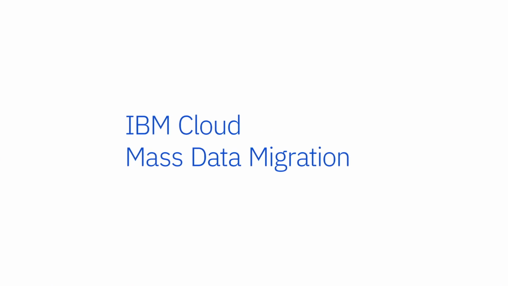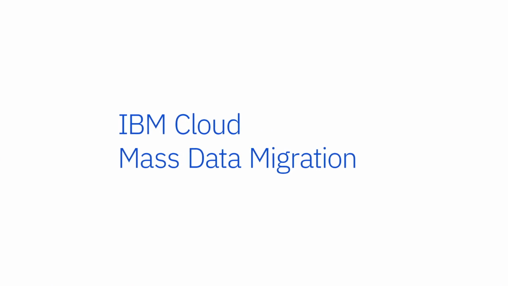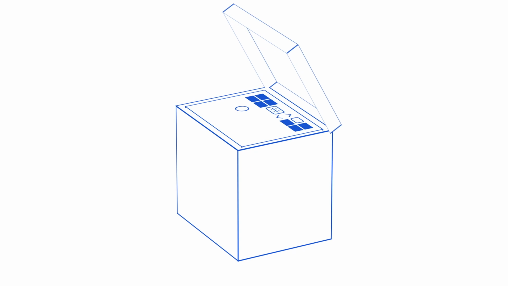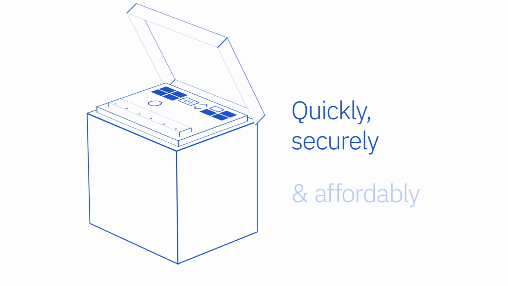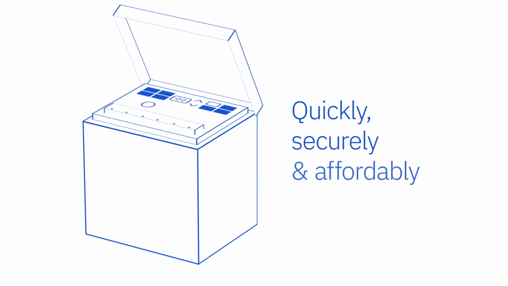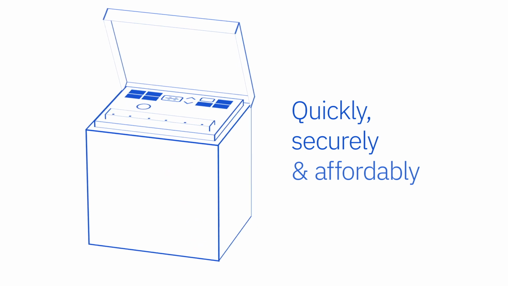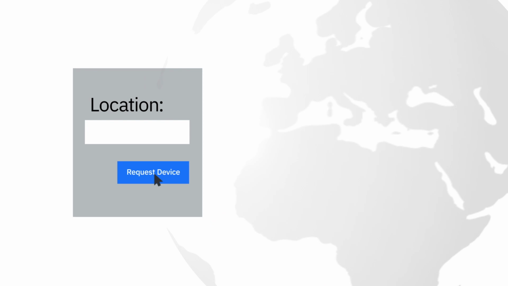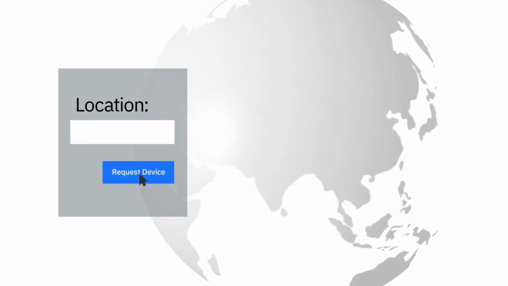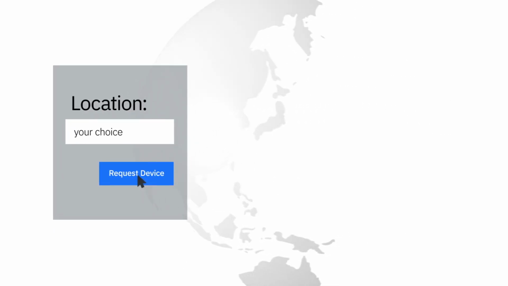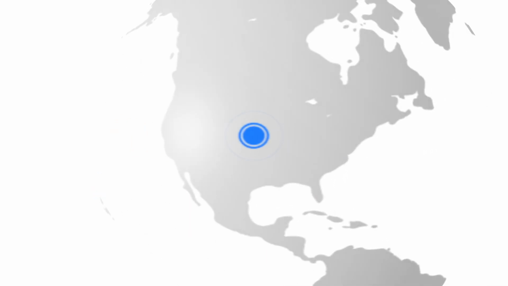That's why IBM Cloud introduced mass data migration, a physical data transfer method that enables you to quickly, securely, and affordably move large workloads to the IBM Cloud. With just a few steps on the IBM customer portal, you can request a mass data migration device be shipped to your location of choice. That's right, Hawaii, Japan, your old high school's cafeteria, space? Maybe not those last two.